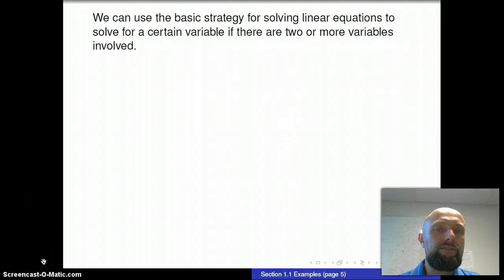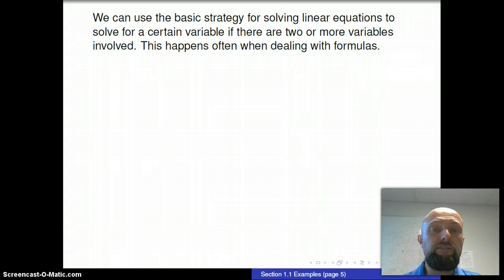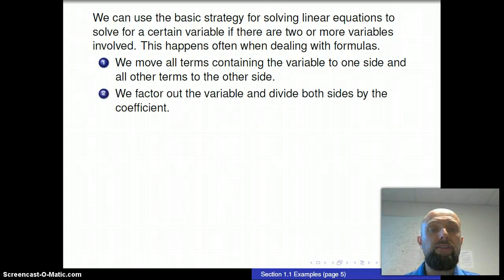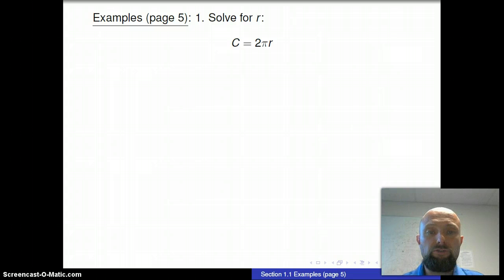We can use the basic strategy for solving linear equations to solve for a certain variable if there are two or more variables involved. This happens often when dealing with formulas. In this case, we first move all terms containing the variable to one side and all other terms to the other side. Next, we factor out the variable and divide both sides by the coefficient. So let's do this on some examples from page 5.